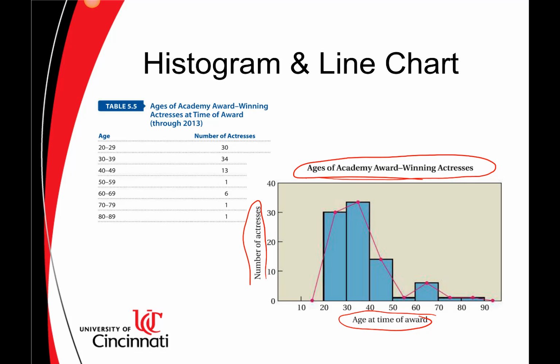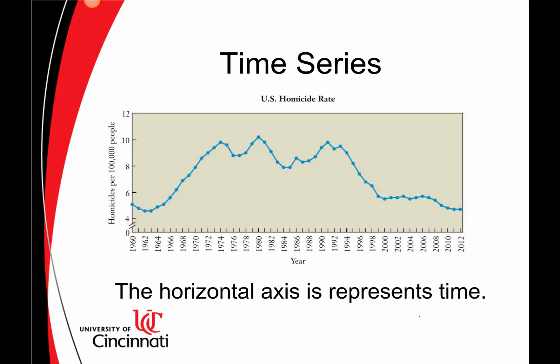But look at there, where do most of the awards go? In the 30-year-old grouping, don't they? Followed very closely by the 20-year-old grouping. After that, it kind of falls off pretty fast. Are you okay with this? Not the ages that they get them at, but the way that you can impose one graph on top of another. There is a specific type of quantitative chart called a time series.